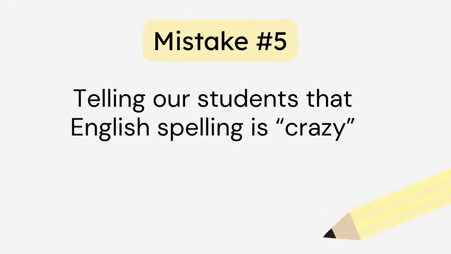Mistake number 5 is one I've made far too often, and that is telling our students that English spelling is crazy. It's true. English spelling can feel random, inconsistent, and crazy. But it only feels that way when we think that spelling is simply speech written down. Anything that doesn't match the sounds we say feels irregular. But English spelling is about much more than phonology, the sounds.